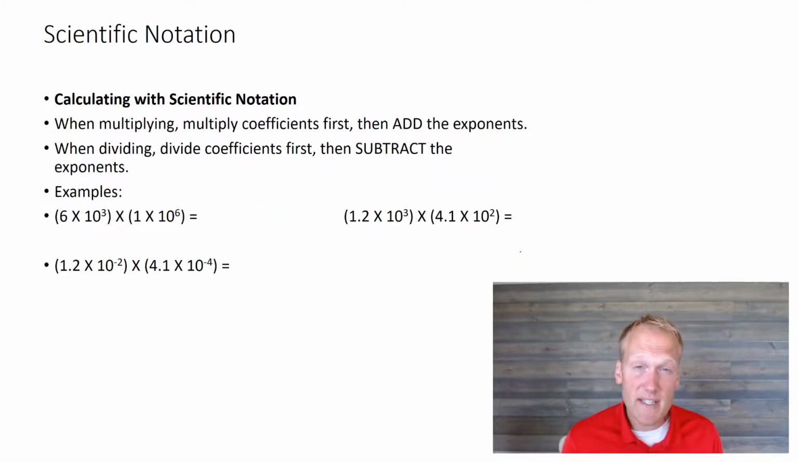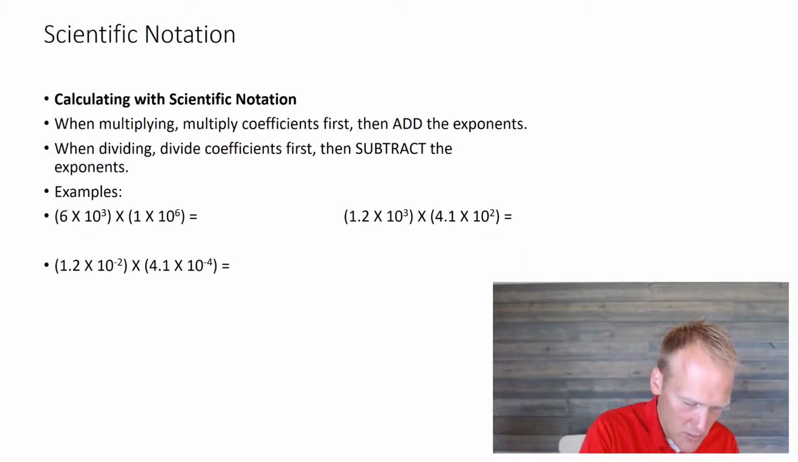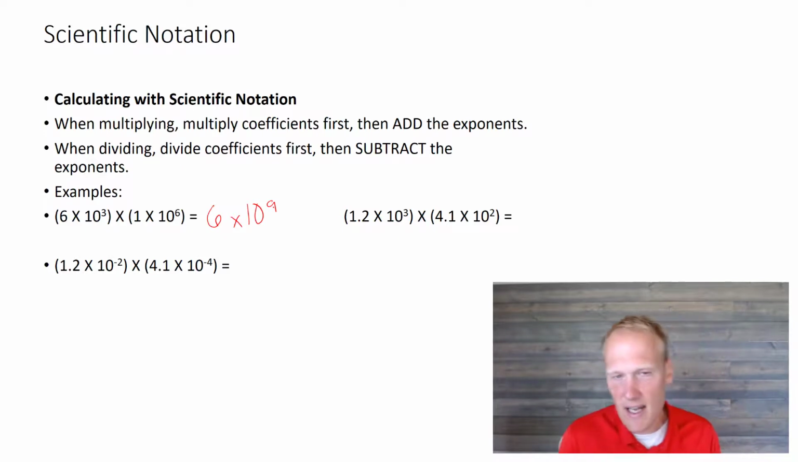When you're multiplying with scientific notation, typically you're going to add exponents together. And then when you're dividing, you're going to subtract exponents from one another. This is another time when your calculator can become very helpful. So, in this first one, we do 6 times 1 and get 6. And then we would add these exponents together and make this times 10 to the 9th. You can also use the EE button. 6 EE3 times 1 EE6, and you should get 6 times 10 to the 9th.